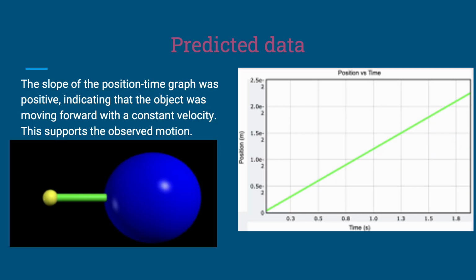The model produced a position time graph that was a straight line with a positive slope. That slope shows the ball moving steadily forward. Since the line wasn't curved, we know there was no acceleration, and therefore no net force was acting. This matched the expected outcome.